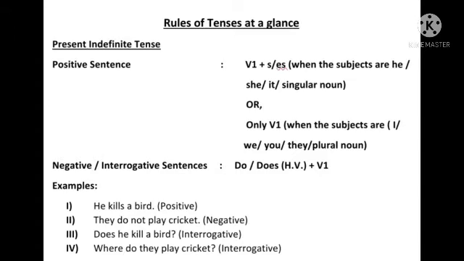In the next sentence, there is a question word. So first of all, we have to place the question word, this is where, and then the helping verb. Because the subject is they, we have used here do. Do plus first form. Where do they play cricket?